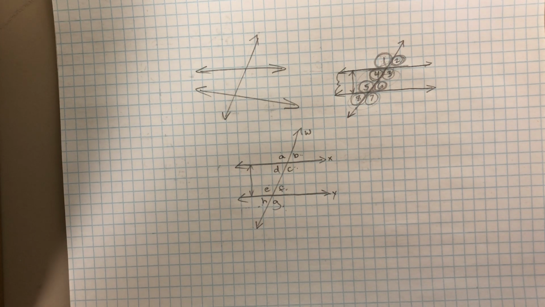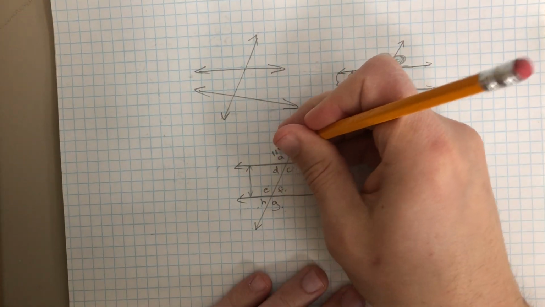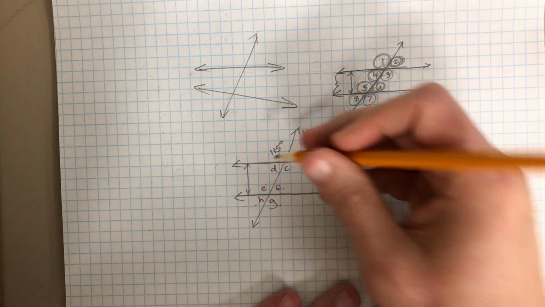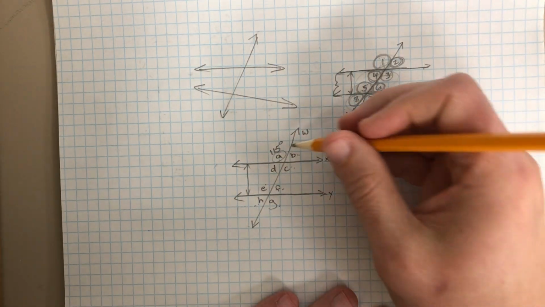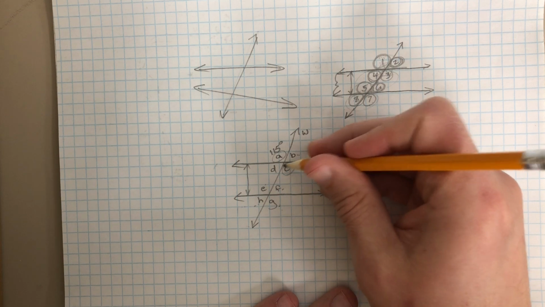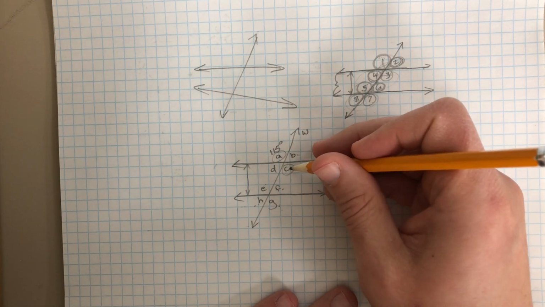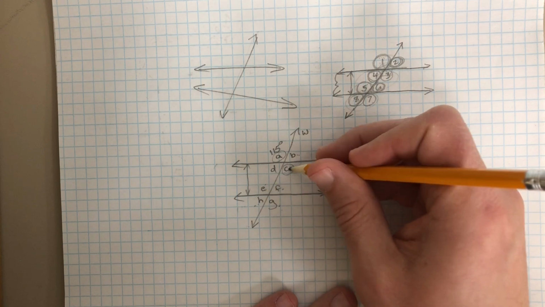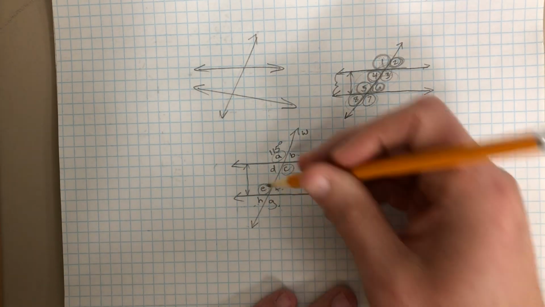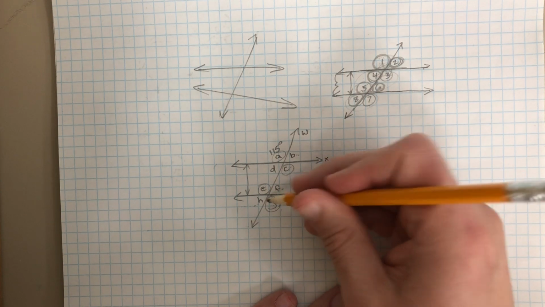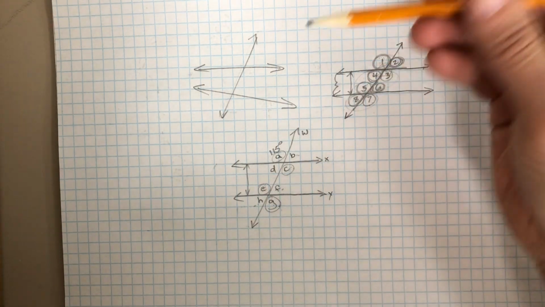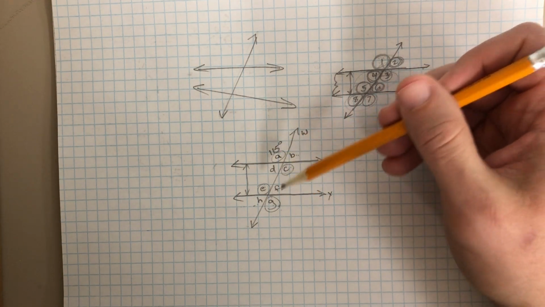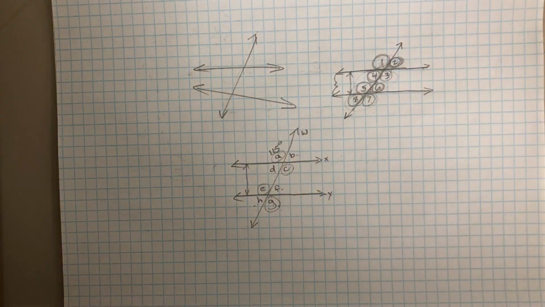Now, if we know that the measure of angle A is 115 degrees, we could figure out the measure of every single other angle. Because A and C are vertical, C is also 115. And since C is alternate interior with E, E is also 115, and by vertical angles, G is also 115. I could also look at it this way: A and G are alternate exterior, and so they're both 115.